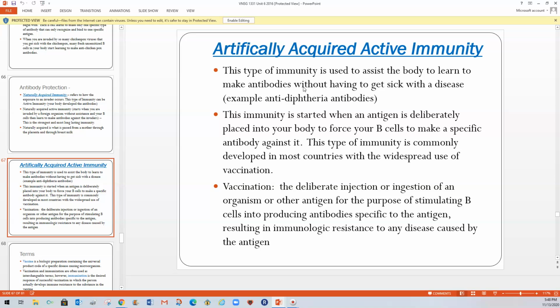This type of immunity is commonly developed in most countries with the widespread use of vaccination. So we did that with mumps, measles, rubella, all of that. We got artificially acquired active immunity if we hadn't already had the disease.